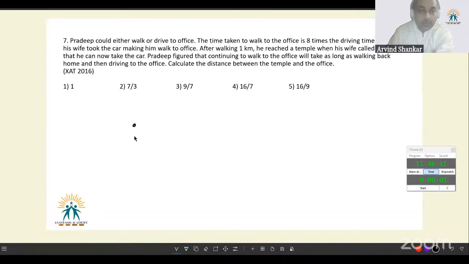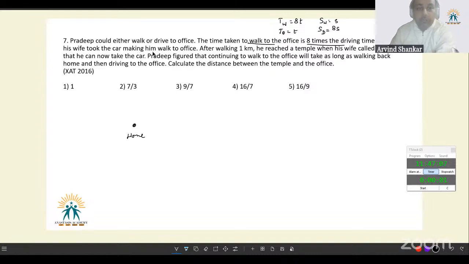Stories and stories galore. Pradeep could either walk or drive to office. Let's say he's at home. The time taken to walk to office is 8 times the driving time, which means time for walking is 8t and time for driving is t. So speed of walking is s and speed of driving is 8s. If the ratio of times here is 8 is to 1, the ratio of speeds has to be 1 is to 8.